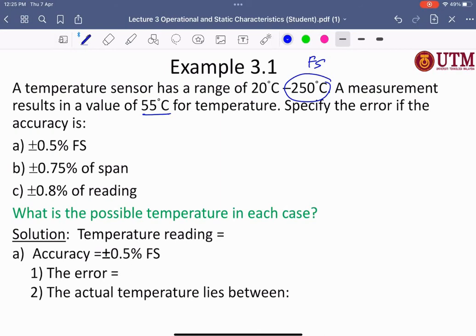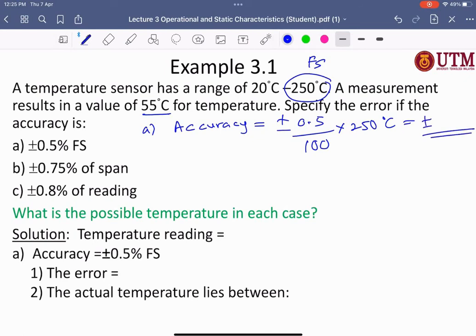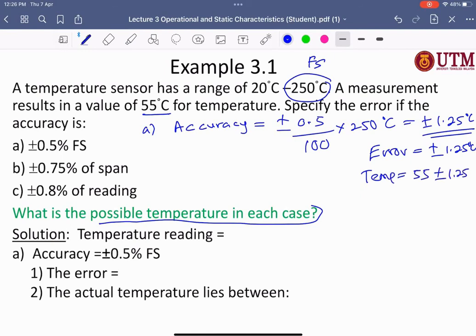This one is quite simple. So for A, accuracy equal to plus minus 0.5 divided by 100 times 250. Now you get the answer, which will be plus minus 1.25 degree. So the error will be plus minus 1.25 degree. So what is the possible temperature for each case? You just take 55 plus minus 1.25 degree. Done.